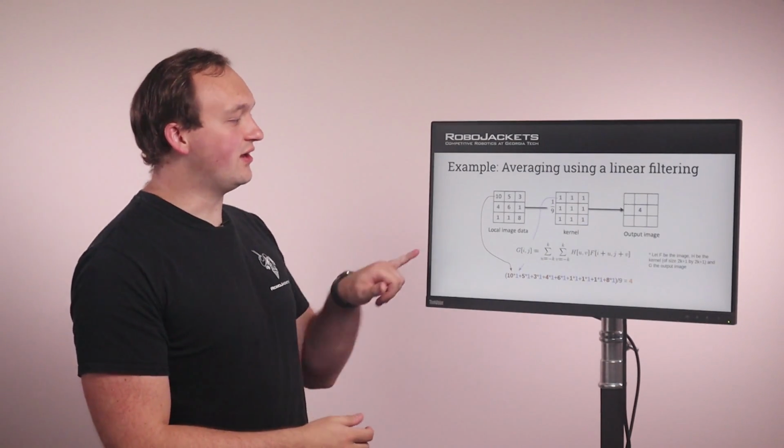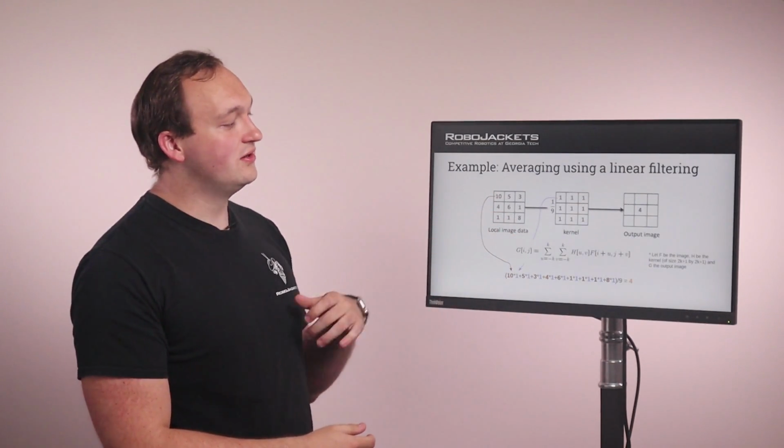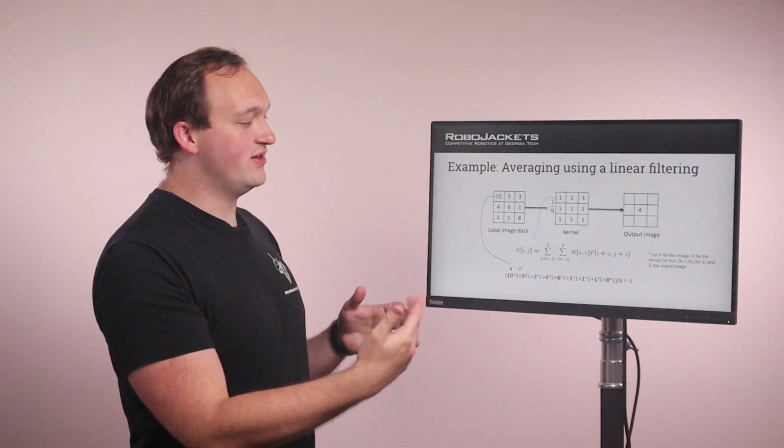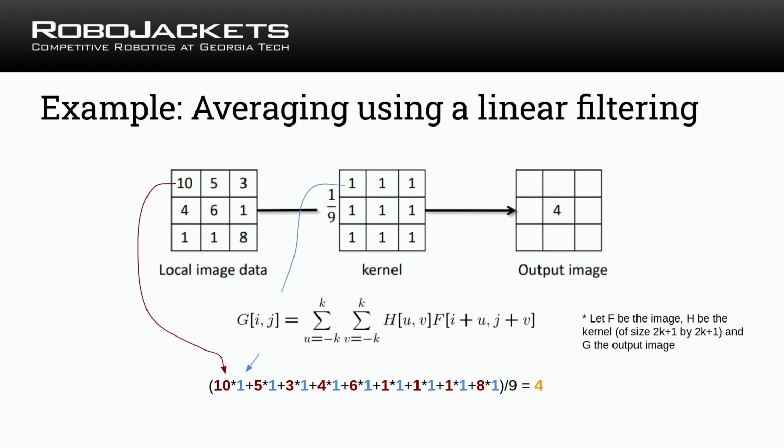What we can see here is we take every single value from this local image data and every single value from the kernel, multiply them together, and then sum across it all. So you get 10 times 1, or 5 times 1, and so on all the way down. The output that we get from using this averaging kernel is a 4 at the center location.